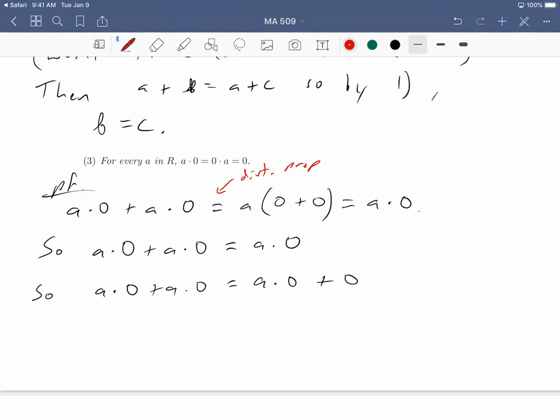And now we've set ourselves up to use property 1 again. Look, I've got something showing up in both of those places. So this a times 0 plus a times 0 is a times 0 plus 0. And so by property 1, I know that the right-hand summands here are equal, that a times 0 is 0.